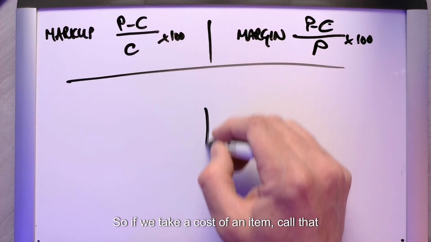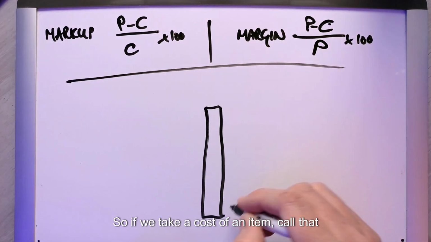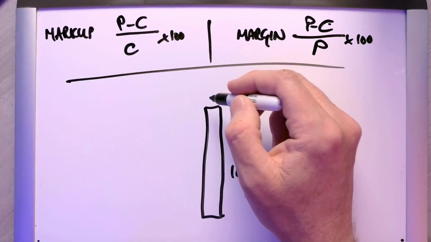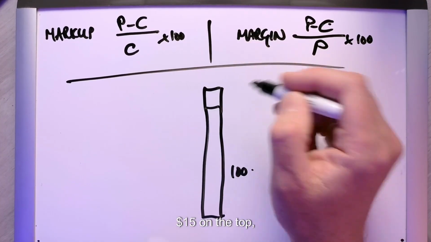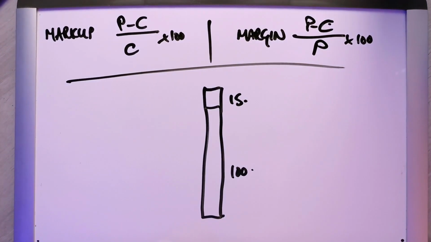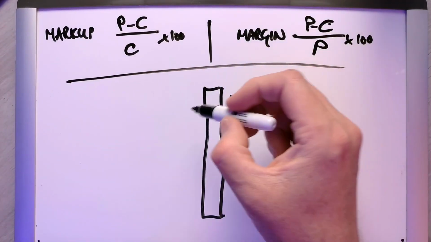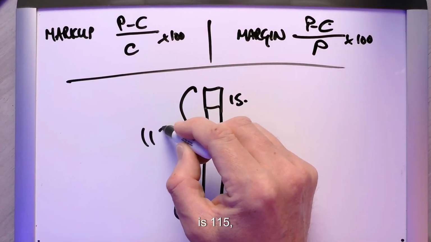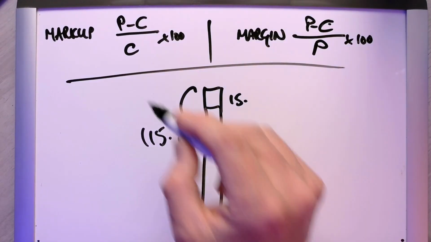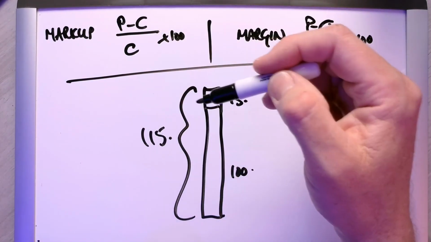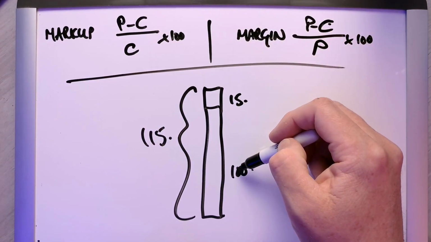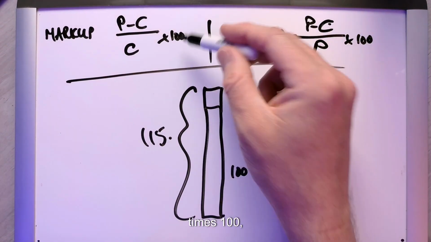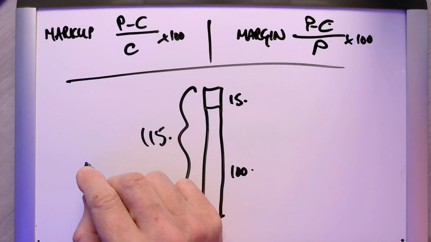So if we take a cost of an item, call that $100, and we add $15 on the top, that's a 15% markup. Our price is 115. Price 115 less cost is 100 over cost times 100. Markup 15%.